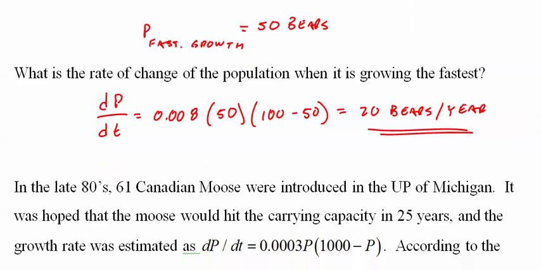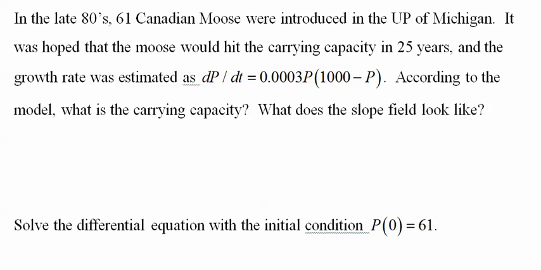So here's another example, and we actually want to solve the differential equation, which, I kid you not, is a hassle. This is a true story. 61 Canadian moose were put in the Upper Peninsula of Michigan. There's actually a moose population up there already, but it's in a separate location, and it had died out over the years. So they said, let's try a new one. They were hoping they'd get to a carrying capacity in 25 years, which they did not get to, but that's okay. According to this model, the carrying capacity is 1,000 moose.